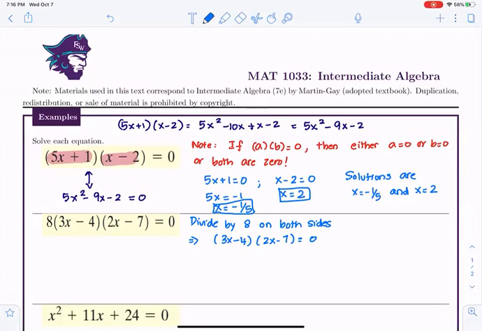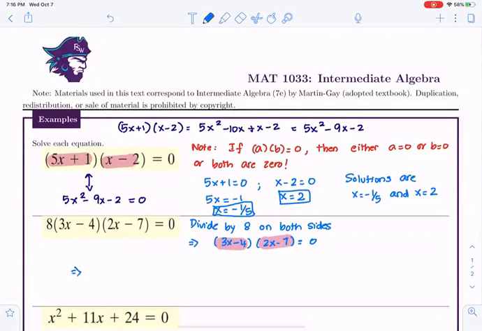Now I have two factors that are multiplied and they give me 0, which would mean 3x minus 4 equals 0, or 2x minus 7 equals 0. Move the 4 to the other side, we have 3x is equal to 4, and x is equal to 4 over 3 if I divide by 3 on both sides. Here, on the right-hand side, I'm going to move the 7 to the other side, so I get 2x equals 7. Divide by 2 on both sides, x is equal to 7 over 2.